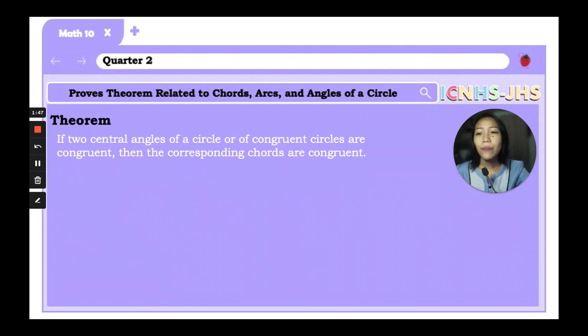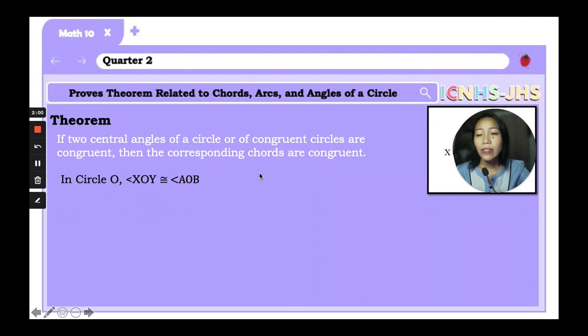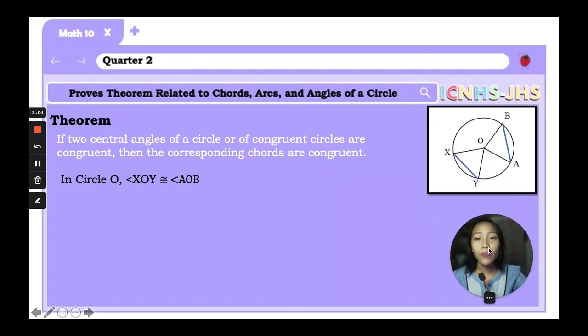Let's have first this theorem. If two central angles of a circle or of congruent circles are congruent, then the corresponding chords are congruent. We need to prove this theorem using our two-column proof. In our illustration, as shown on your screen, you have circle O, and we can see angle XOY and angle AOB. It is given that these two angles are congruent. Now what we will do is prove that segment XY and segment AB are congruent. That is our goal.